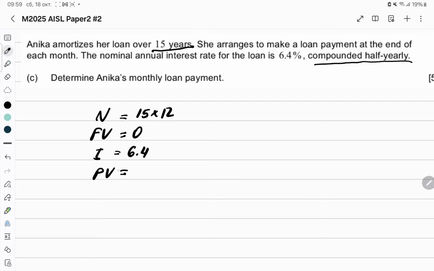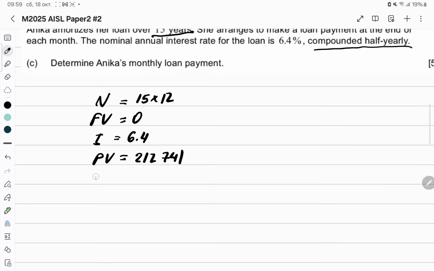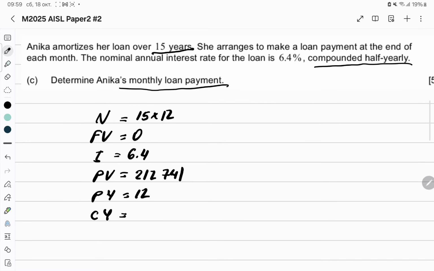So what money will we take? Yeah, it's the difference that we found in the previous step. That much. And this is the tricky part here, PY and CY. So payments per year is 12. Yeah, 12 times per year because it's a monthly loan payment. And CY, compounding periods. It says that it is compounded half yearly.